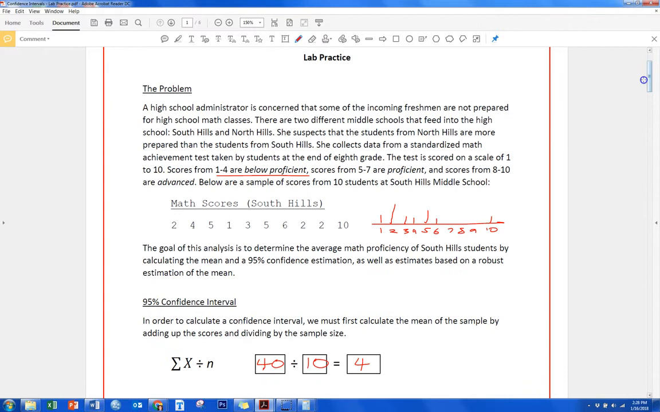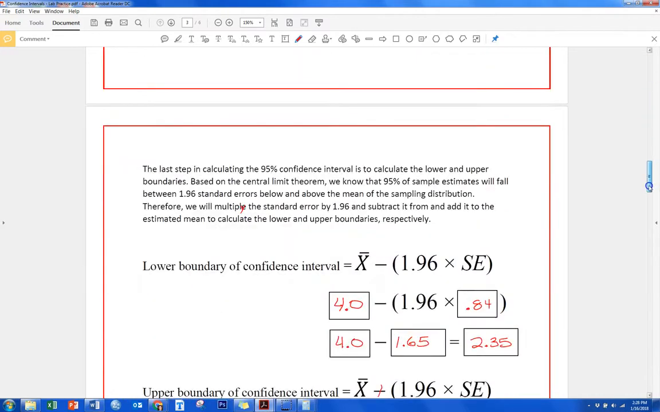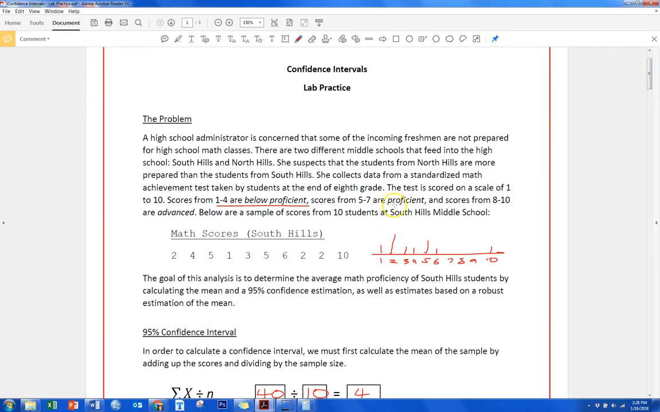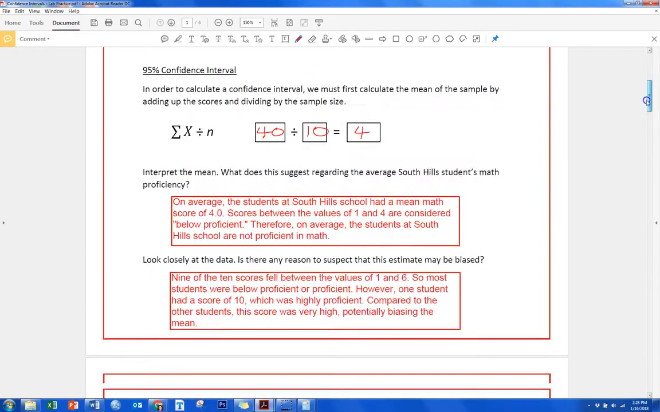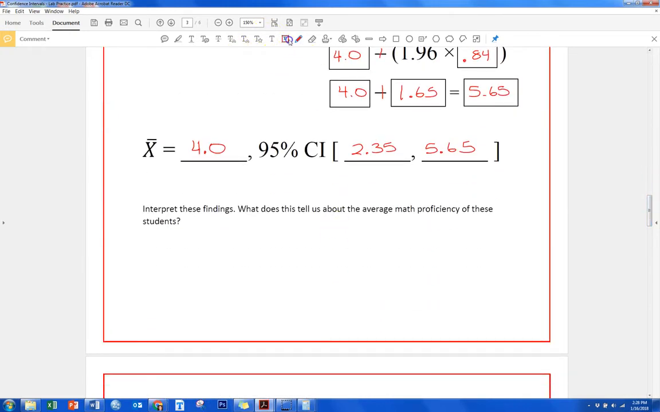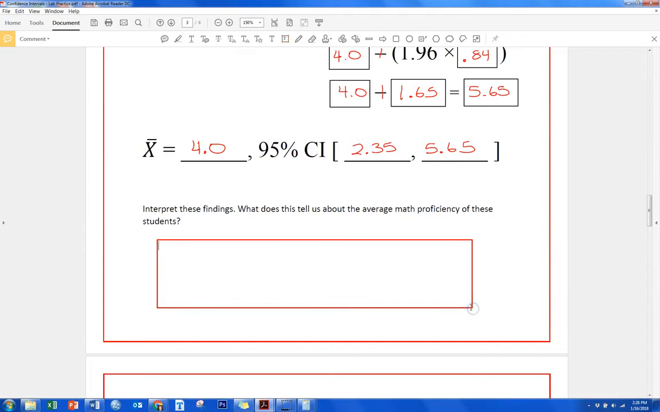Let's take a look back at the beginning. It tells us that scores from 1 to 4 are below proficient. So the mean could be as low as 2, which is definitely in the below proficient range, and as high as, I think it was 5.65, which is just on the low end, low to mid end of the proficient range. So the true score is somewhere between below proficient and proficient. So we have a little more leeway there. Let's take a look and say something about that.